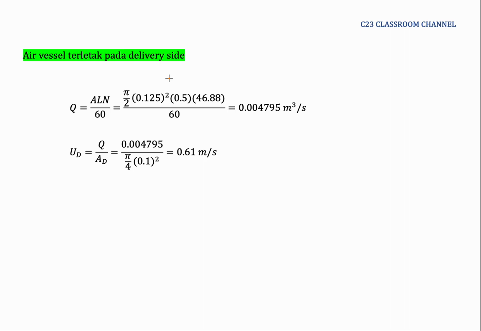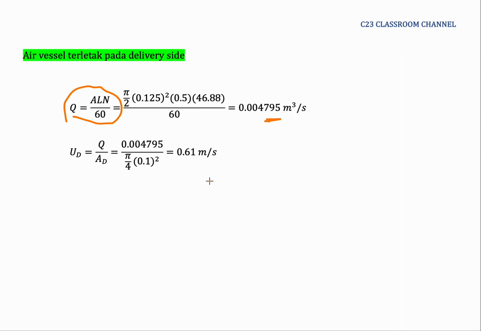So first, please remember that the air vessel can create a steady flow after the air vessel. That means first we need to calculate the flow rate in the pipe. The flow rate, or the continuity equation, can be calculated using this equation. So we substitute all the values, and we get that the flow rate here is 0.004795 meter cube per second.